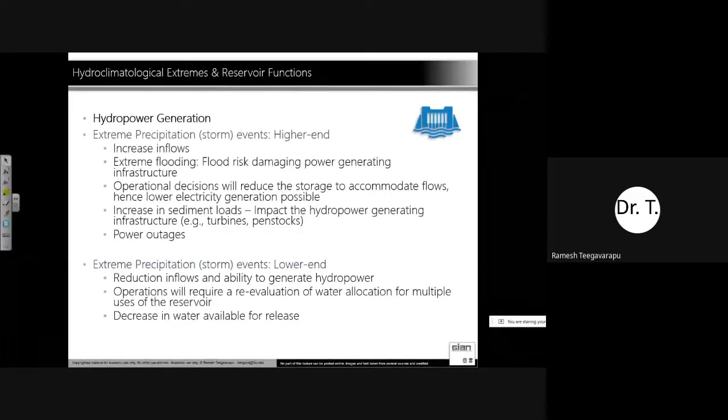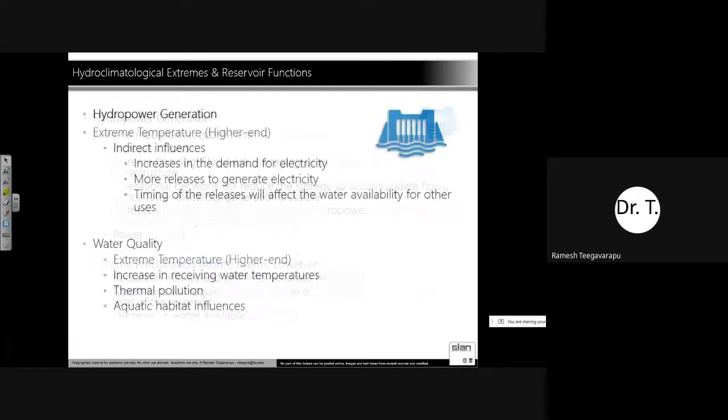But if you look at the lower end, if you have low flows, then again hydropower production will decrease, and water allocation for different uses will need to be reevaluated. And if there is extreme temperature, then we don't have problems at the reservoir end, but we have increases in demand for electricity, and that increases the pressure on how much electricity you can produce from hydropower systems.